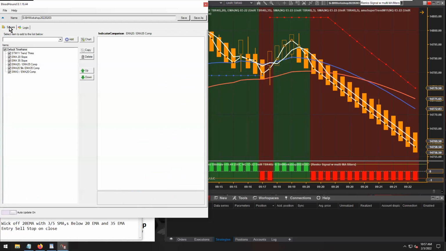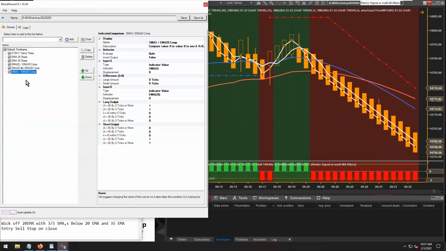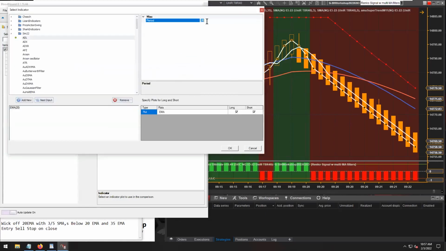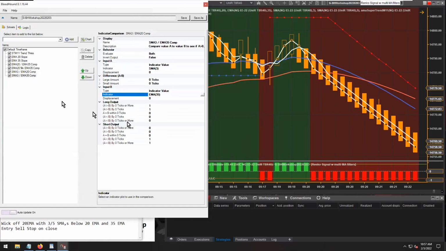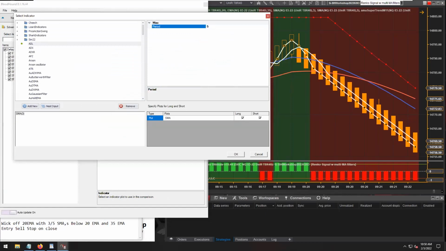So I'm going to switch over to the solvers tab again, and I can do that quickly over here. Let me hit copy. Now I compare the SMA 3 to the EMA 35, and I go into input B and update the EMA. So let's put in 35 there. There's that one. Now I can make another copy, and this time we're going to switch out the SMA and make it a 5 period, and then compare it to the EMA 20. So there's a 5 period.